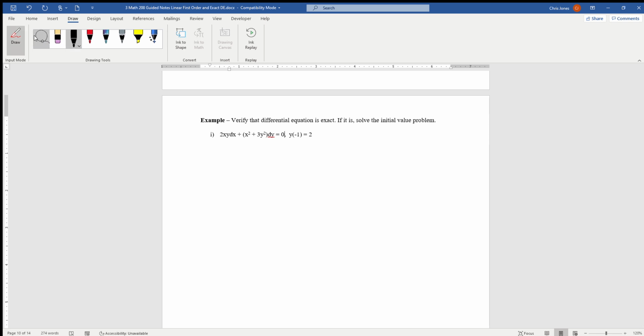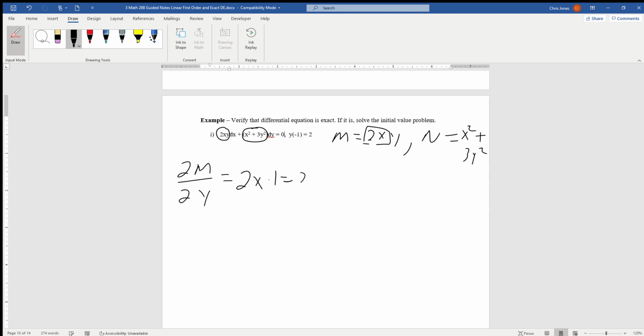We're going to define M to be the coefficient of dx. So that's 2xy. We're going to define N to be the coefficient of dy, x squared plus 3y squared. And we're going to take each of the partial derivatives with respect to y and with respect to x. So the partial of M with respect to y. We just think of 2x as a constant. The derivative of y is 1, so that's going to be 2x times 1, otherwise known as 2x.